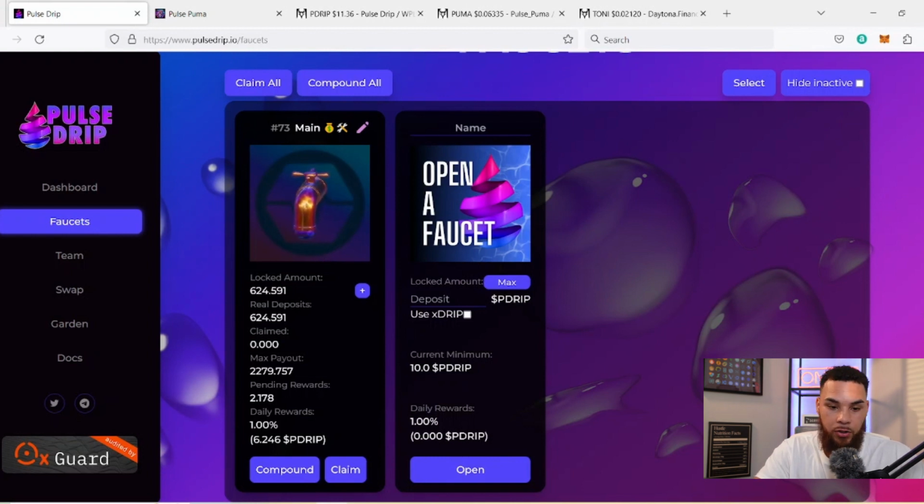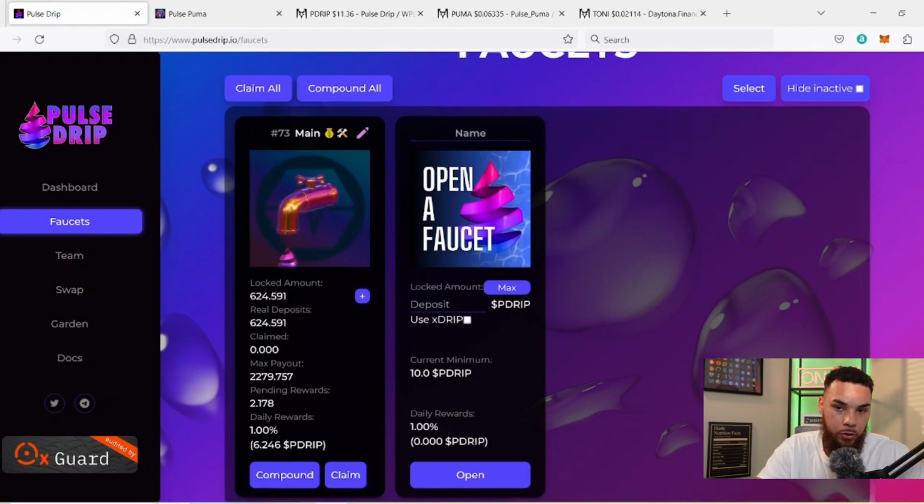So as you can see here on the screen, I do have my main bag builder faucet here that I have started with 624 pDRIP. So we are earning 1% a day, and that is 6.24 pDRIP. Now with this one, I'm going to either do a 5-2 strategy or 6-1 strategy, still kind of working that out. But that means that I would compound for 5 or 6 days and then claim for 2 or 1 days, depending on which strategy I do take.